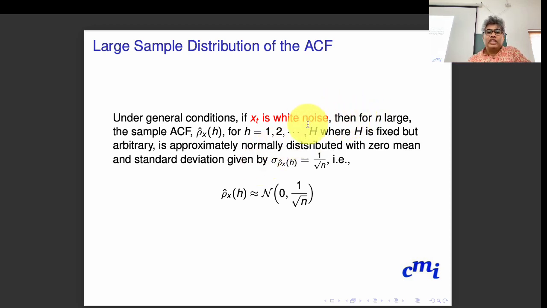Then for very large n, the sample autocorrelation function for white noise data, rho hat h, where h is the lag number and capital H is the max lag that you are allowing, which you can fix arbitrarily slightly higher, is approximately normally distributed with mean 0 and standard deviation 1 over square root of n.